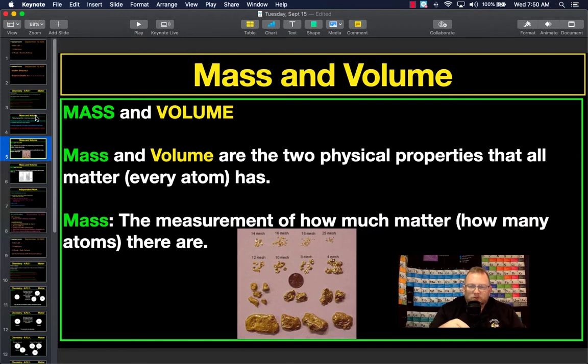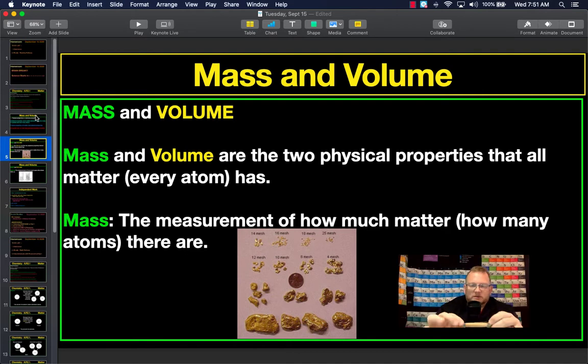Now, mass and volume are 2 of those things that we can see and we can measure. So these are the 2 properties, mass and volume, that every atom has. Every piece of matter has mass. Every piece of matter has volume. That includes gases, air, oxygen, hydrogen. They have mass and they have volume. Okay, and we'll talk more about that when we get to gases next week.